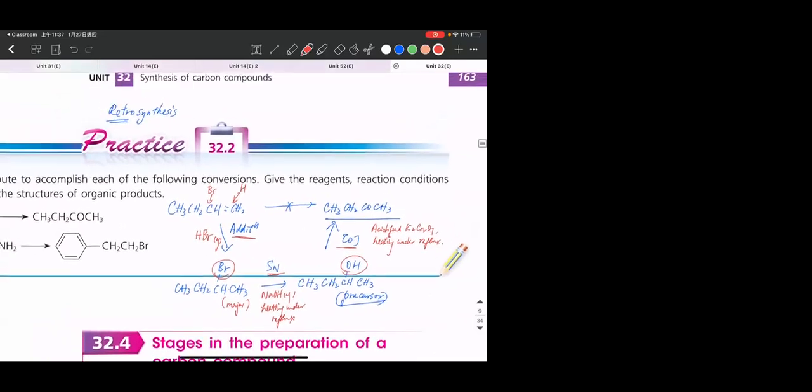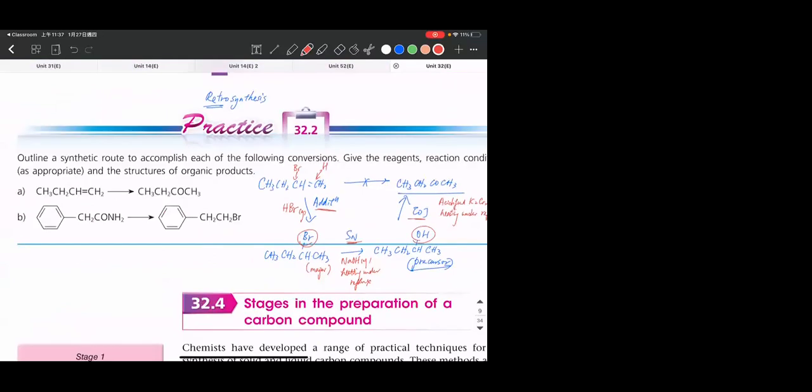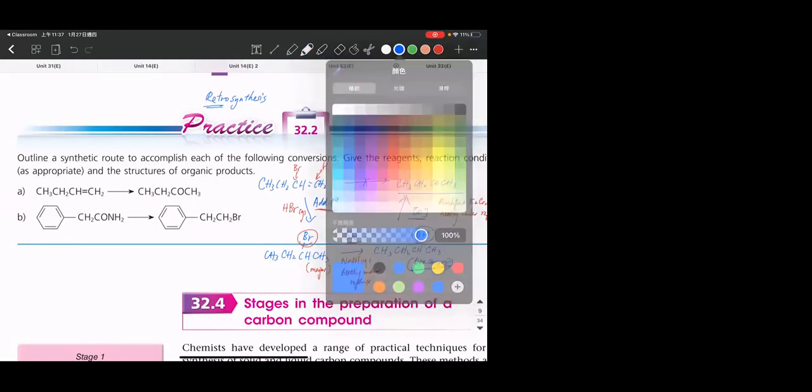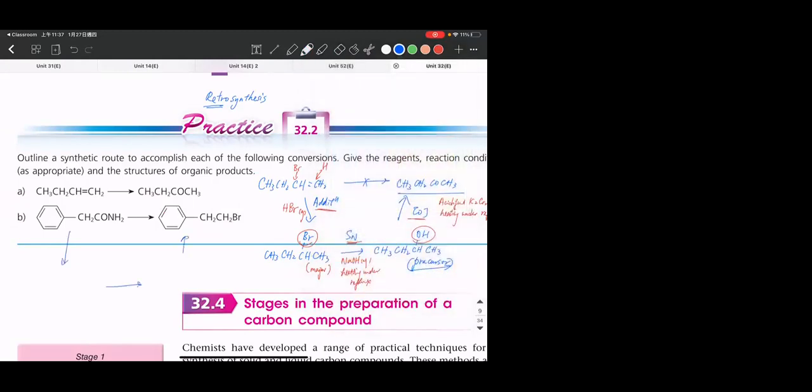How about the last one, the acid? Can you think of the possible route? How many steps? I can give you a hint, three steps is enough. Three steps. So again, think of the precursor of having this halide.